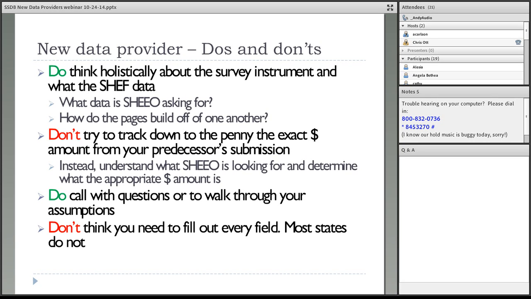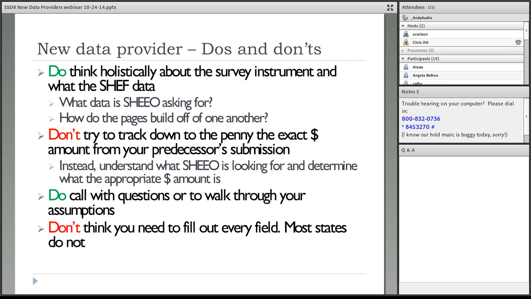So what should you do? I think the most important thing is to think holistically about the whole survey instrument and really what the SHEF data are all about. What are we really asking for? What questions are we trying to answer? We're trying to build to those metrics that I shared earlier. So what data is SHEEO asking for, and how do the pages build off one another? I'm going to go through that in more detail page by page in a second. I just think that's super important.